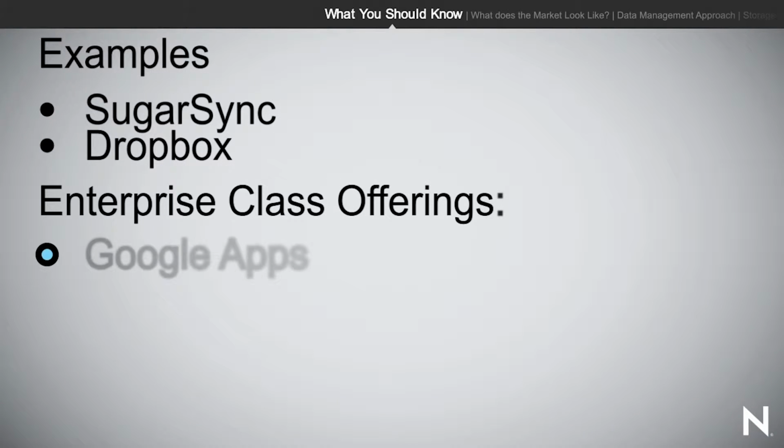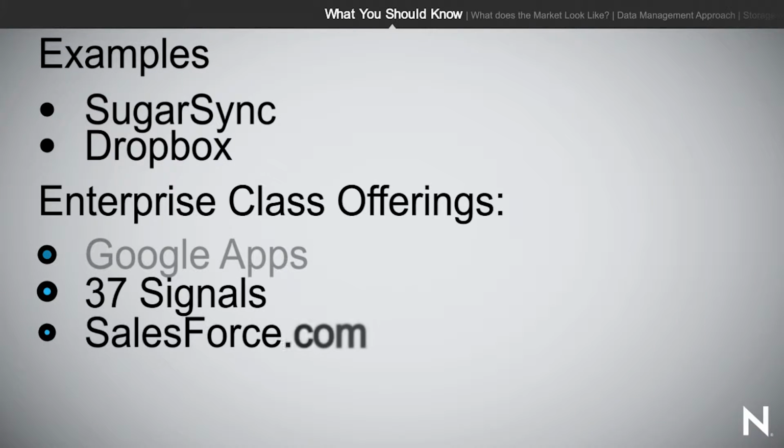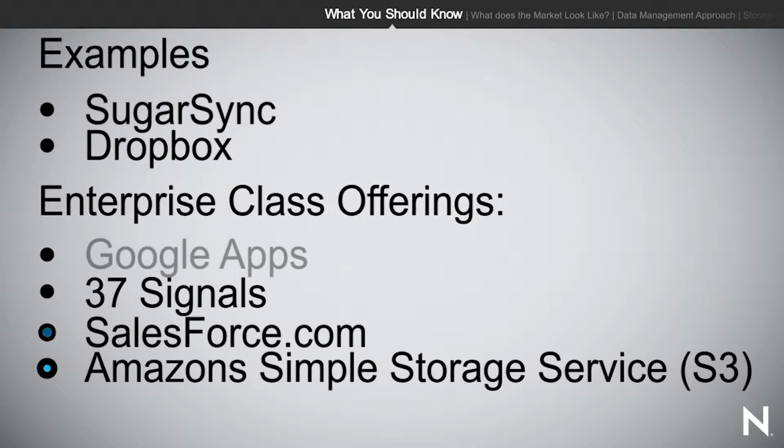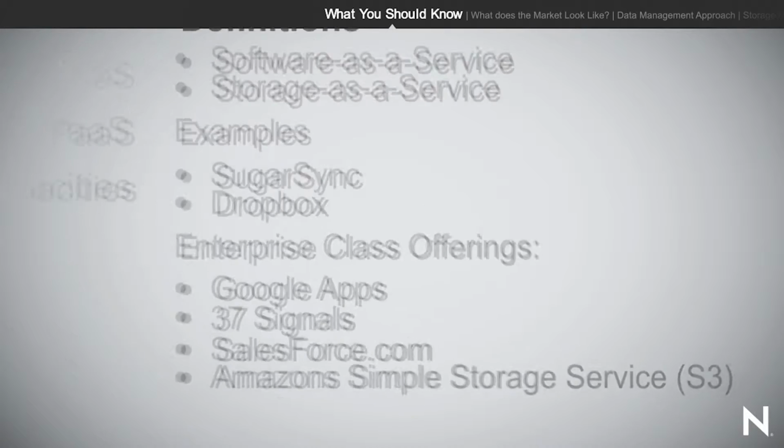Other more enterprise scalable storage offerings exist, such as Amazon's Simple Storage Service, or Amazon S3, and Amazon's Elastic Block Service, and both are part of Amazon's Web Service, AWS. Of course, other good examples of non-storage software as a service include Google Apps, 37 Signals, and Salesforce.com.